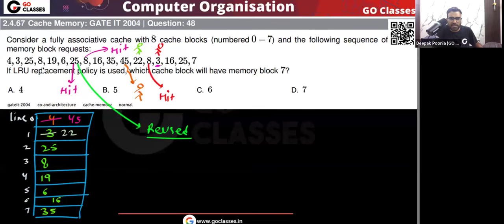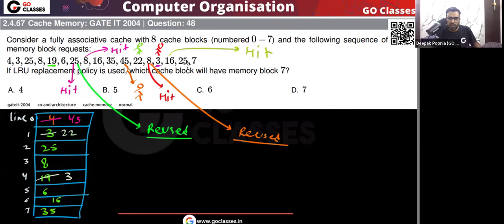So I can say that the answer actually, or what about 8? 8 is reused here. Okay, so finally, you can easily notice that this 19 is least recently used. So this 19 I will replace with 3. Okay, what about this 16? This is already a hit because it is already present in the cache memory. So this is a hit.